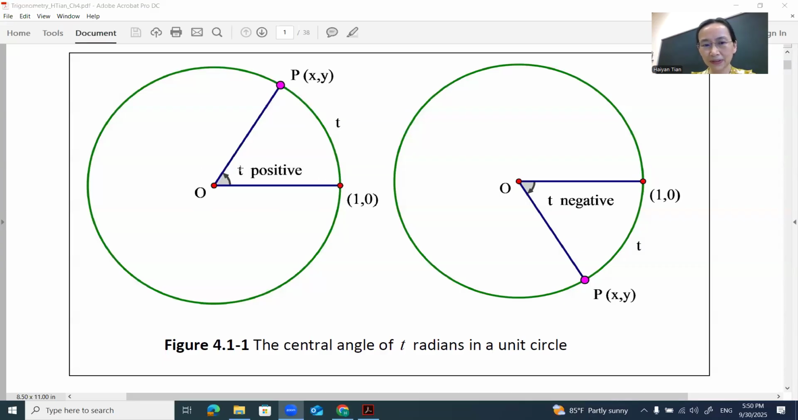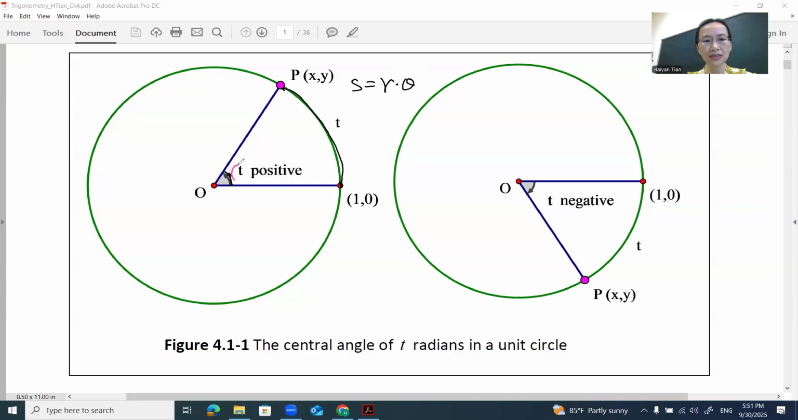We know the center here, and there's a central angle measured in radians, right? Its intercepted arc length is S equals radius times theta.